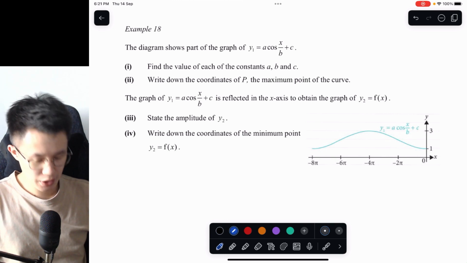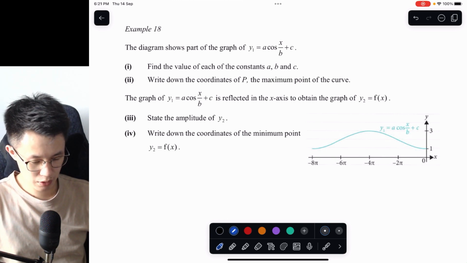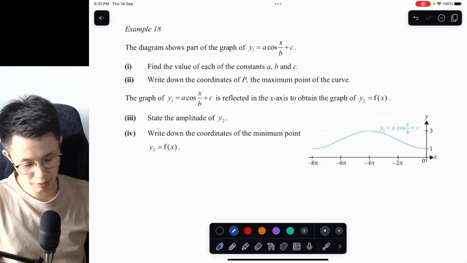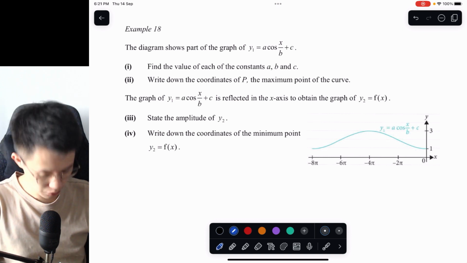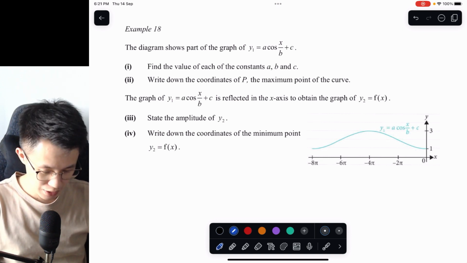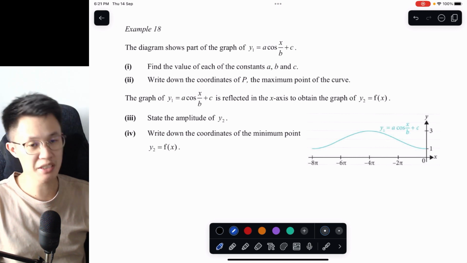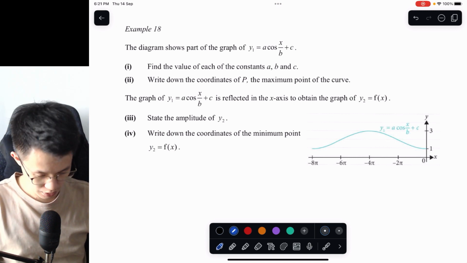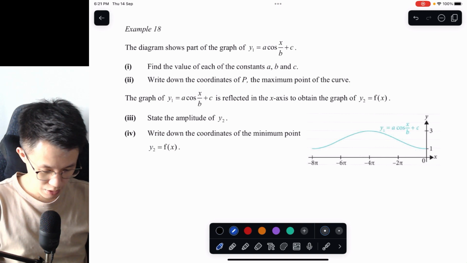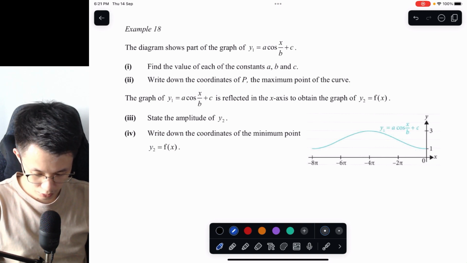Okay, so over here we have a difficult problem for cosine. We have unknown values of a, b, and c. Now, take note that b right now is x divided by b. So this actually means that your period is multiplied by b, and that's where we need to be very careful here. So now we look at the curve.